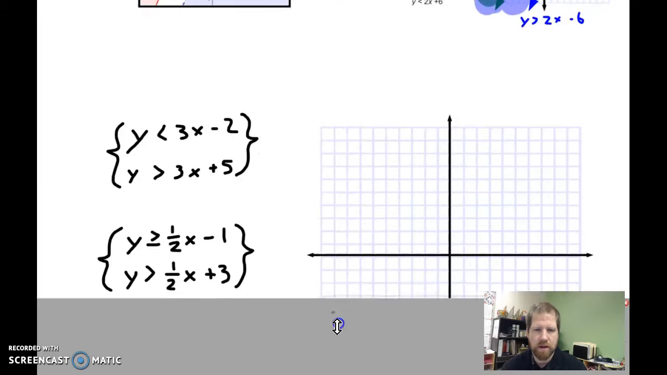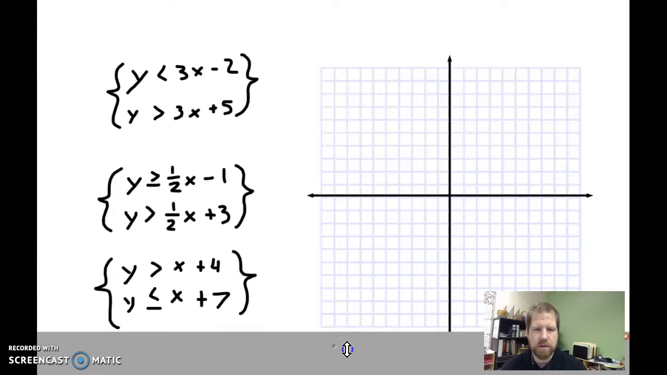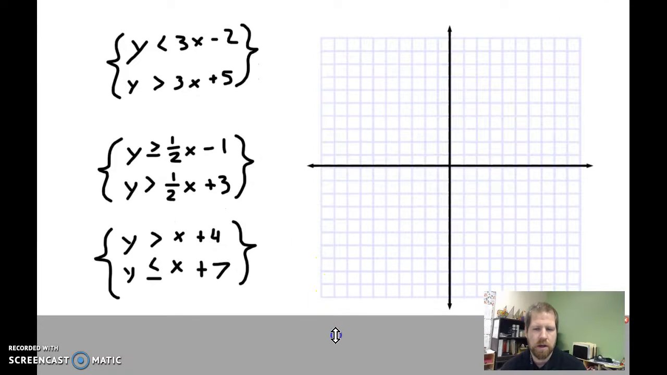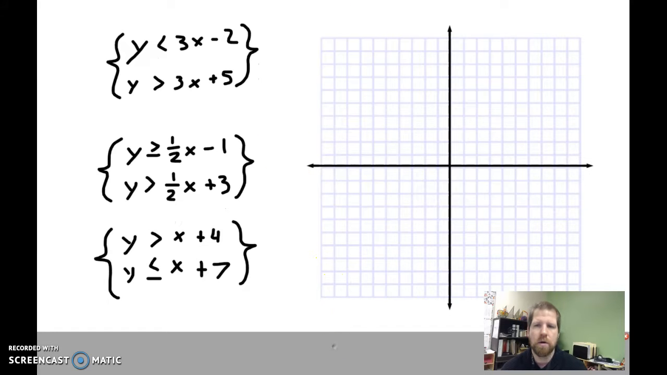Let's look at some of these ones. We can graph, maybe we'll graph one of these and the other ones we'll just look at. So, we'll graph this first one. So we've got y is less than 3x minus 2. So I'm going to make a note of which color I have. So down 2. So that'll be where that one crosses.